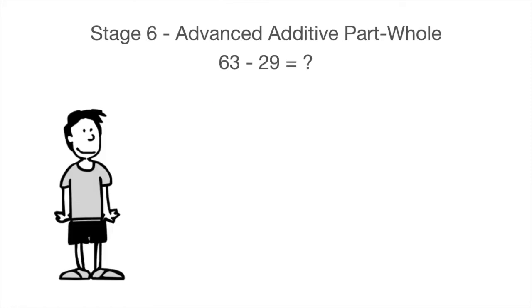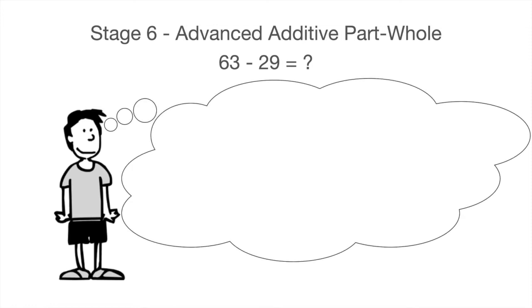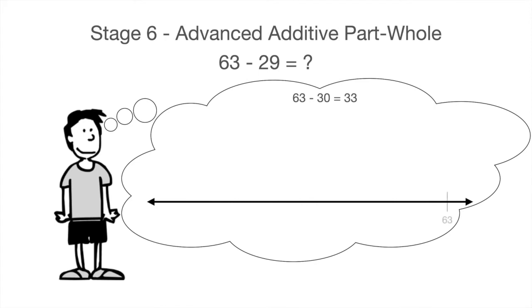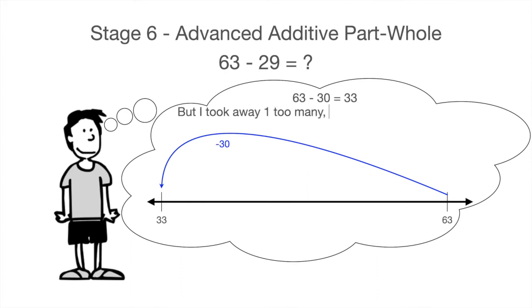At stage 6, students have a wide range of part-whole strategies from which to choose to solve problems involving addition and subtraction. For example, for 63 minus 29, a student may choose to solve 63 minus 30 because it's easier to think about. Realizing that they took 1 too many away, they add it back to determine that 63 minus 29 is 34.